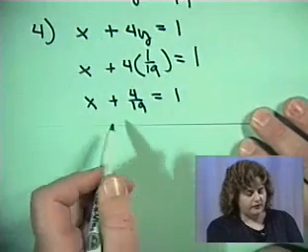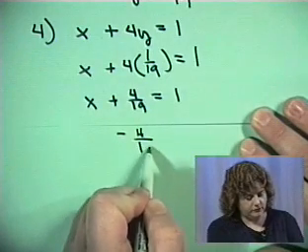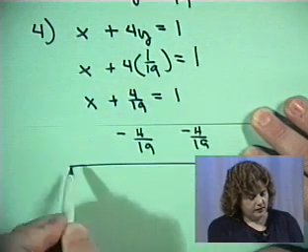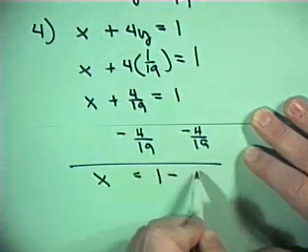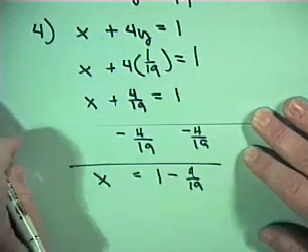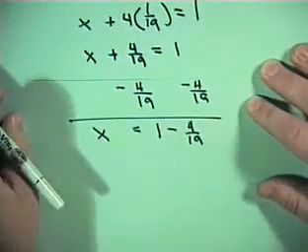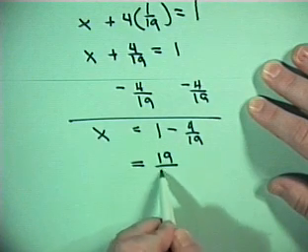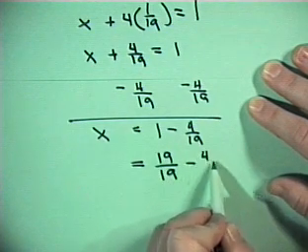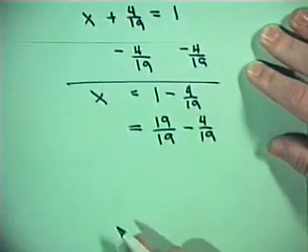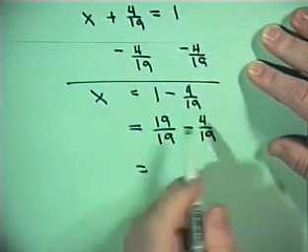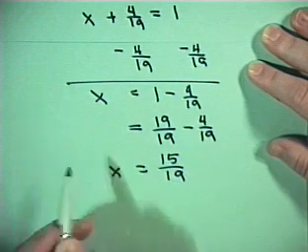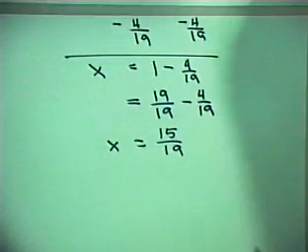We're going to solve for x by subtracting 4/19 from each side, and we'll have x equals 1 minus 4/19. Now this is not as bad as it looks, even though you see fractions. 1 is just going to be 19/19. And we're left with 19 minus 4, which gives us 15/19 for our variable x.